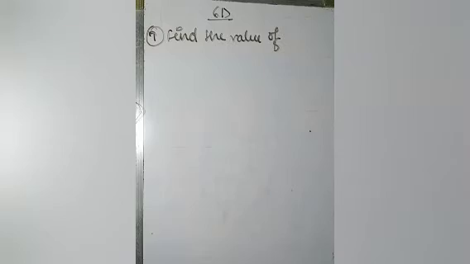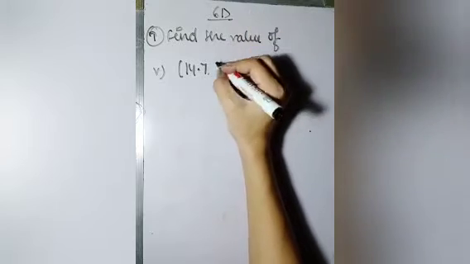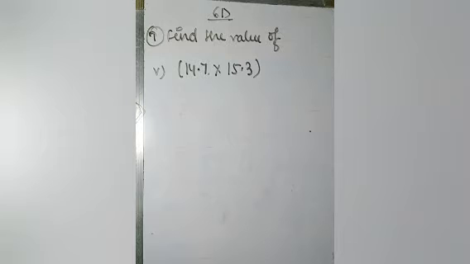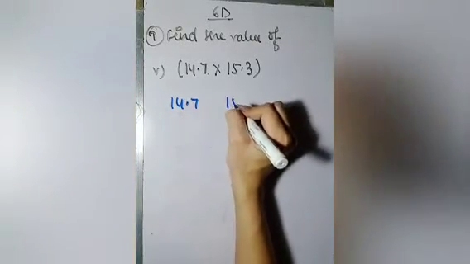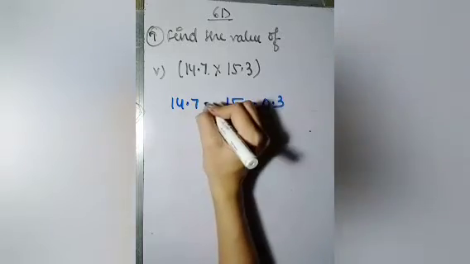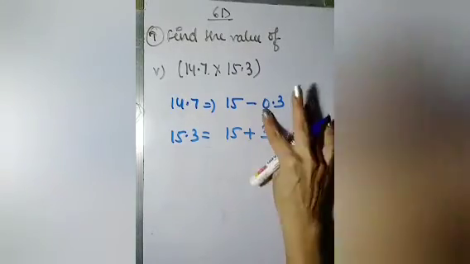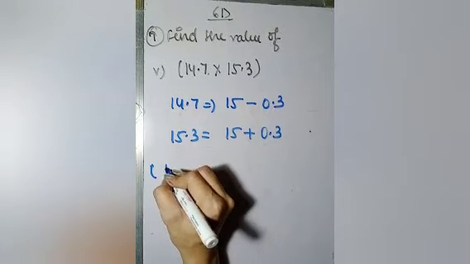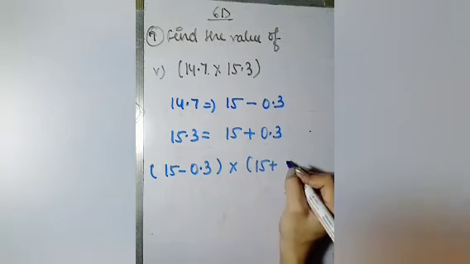Now look at the 5th part. 5th part is 14.7 into 15.3. How can you solve this? Now students, you can write 14.7 as 15 minus 0.3, right? And 15.3 we can write as 15 plus 0.3, right? So here we have 15 minus 0.3 into 15 plus 0.3.